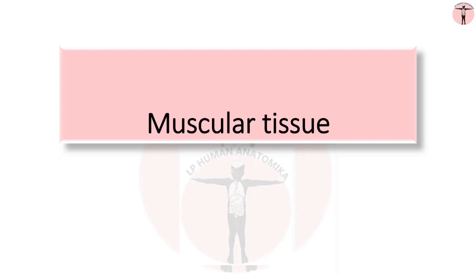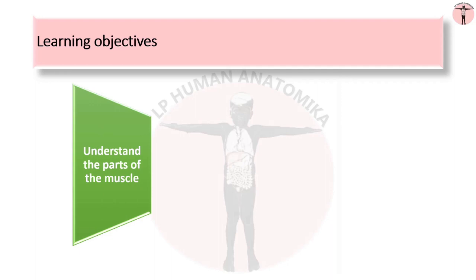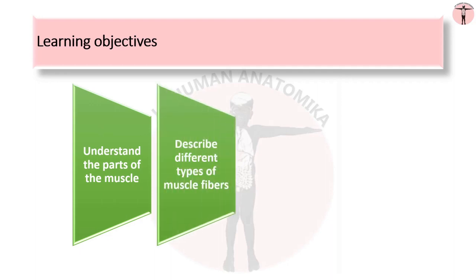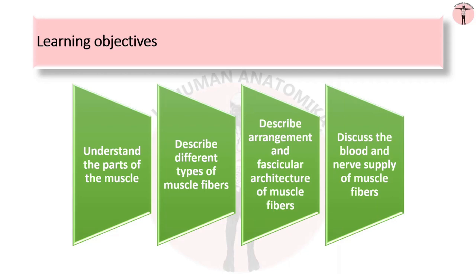In this series of sessions, we will discuss the various aspects of muscle tissue. The learning objectives of the session are: understand the parts of the muscle, describe different types of muscle fibers, describe arrangement and fascicular architecture of muscle fibers, and discuss the blood and nerve supply of muscle fibers.